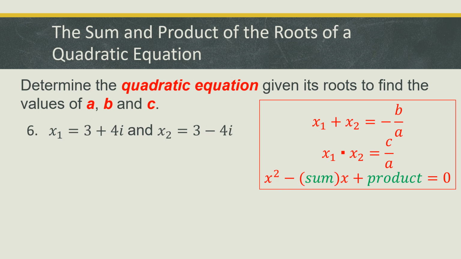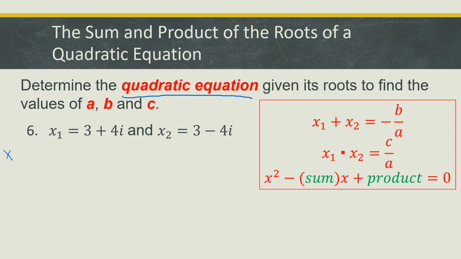We also have some roots that are imaginary. Say, for example, the first root is 3 plus 4i, i for an imaginary number. And the second root is 3 minus 4i. So how are we going to form a quadratic equation using these roots?